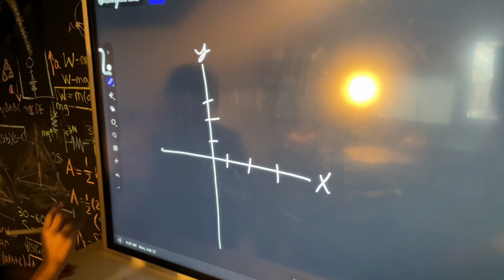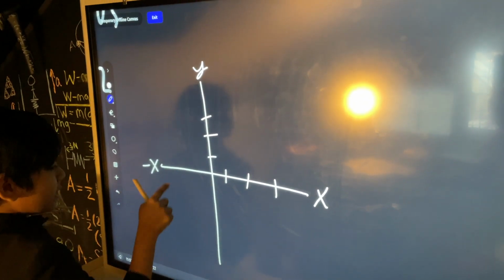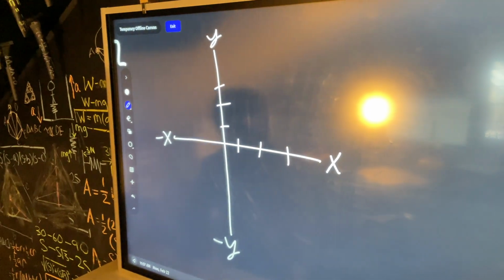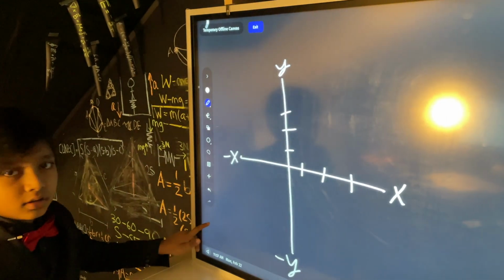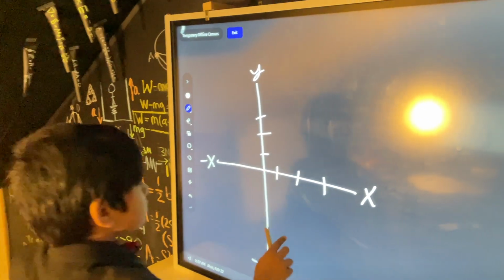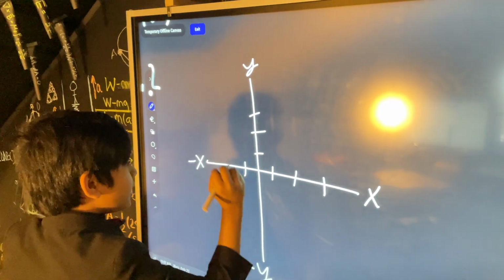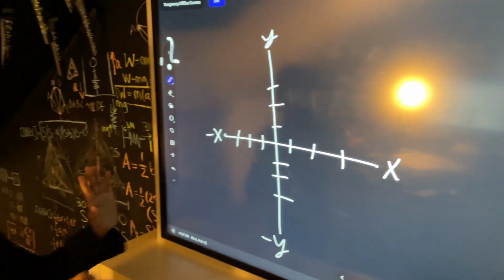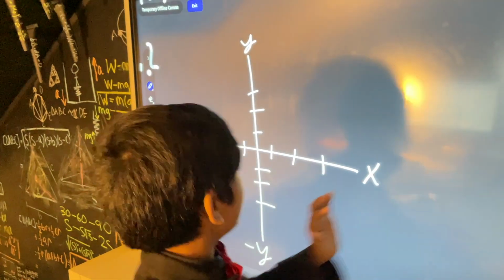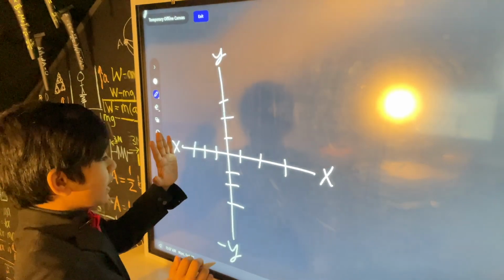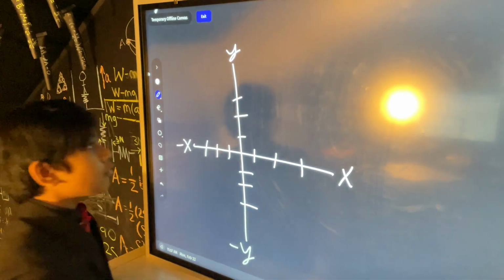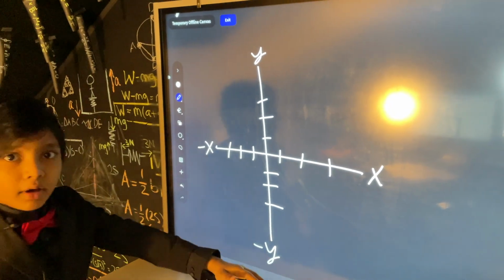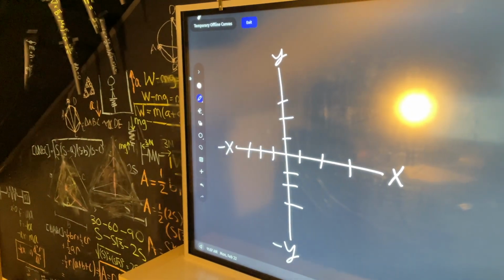There's the x, there's the y, there's the negative x and the negative y. I hope you know negative numbers, and if you don't, you shouldn't be watching calculus already. So now, this is what a coordinate plane looks like. X basically measures how much to the right you go. Negative x measures how much to the left you go. Likewise, y measures how much upward you go, and negative y measures how much downward you go.